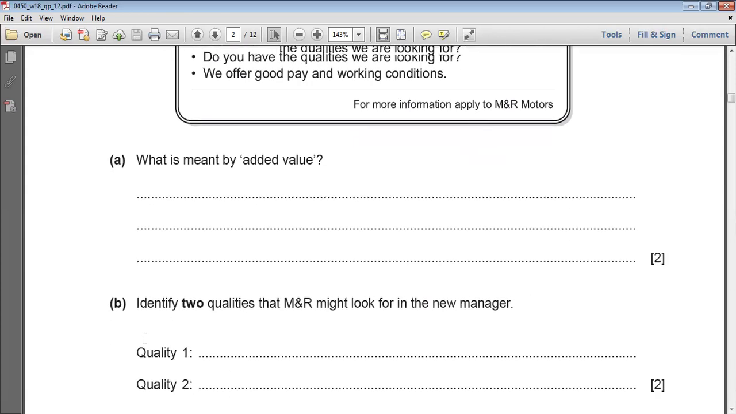Now, what I say, second question, sometimes they will ask again, what is meant by factors of production? They can, but this time they ask, identify 2 qualities that M&R might look for in the new manager. What are the 2 qualities that they might look for? Let's say manager, they want them to be hardworking. The answer, hardworking, or multi-skilled, or let's say what else? Willing to take risks, or committed, or integrity. What are the qualities that they want to look for in the manager?